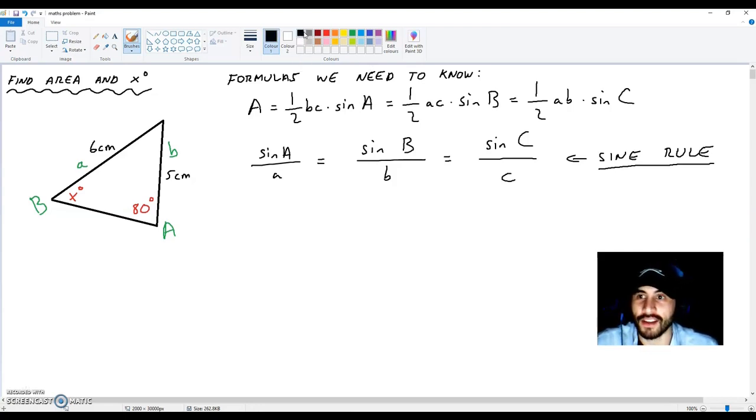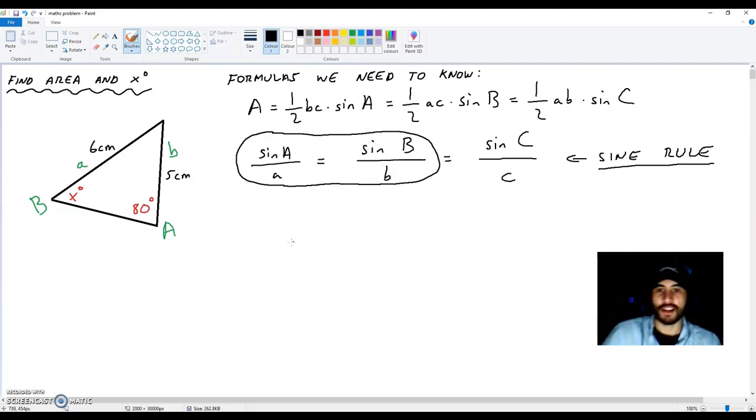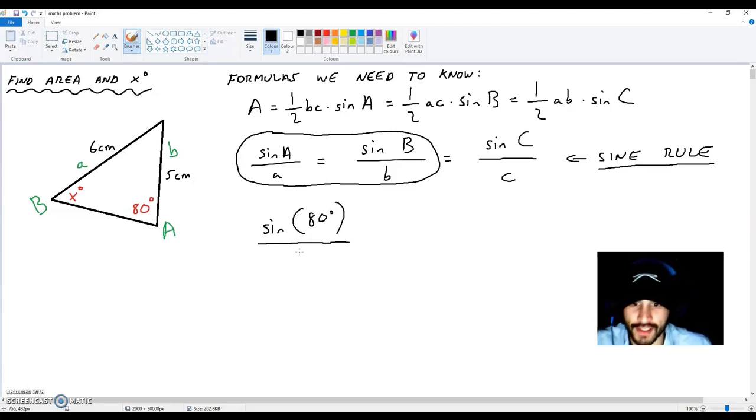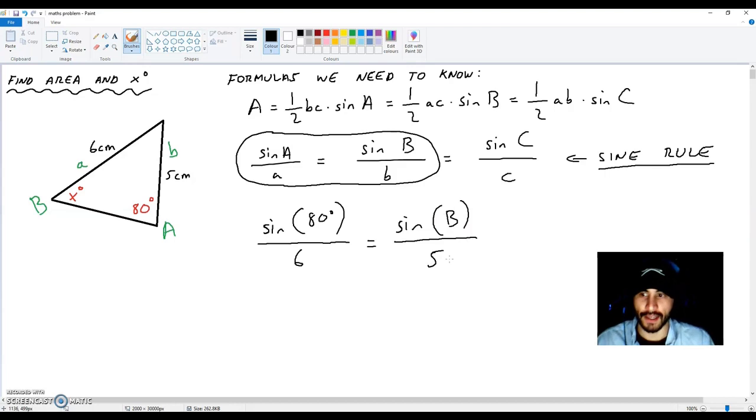I'm just going to select the black color over here, and we are going to use this formula to find X. Big A is equal to 80 degrees. So on the left hand side of this equation we have sine 80 degrees over small a, which is 6. We don't have to put centimeters there for the time being. And this is going to be equal to sine B. Big B is obviously X, so we'll keep sine B up here, over small b, which is 5 centimeters. So we just leave 5 over here.